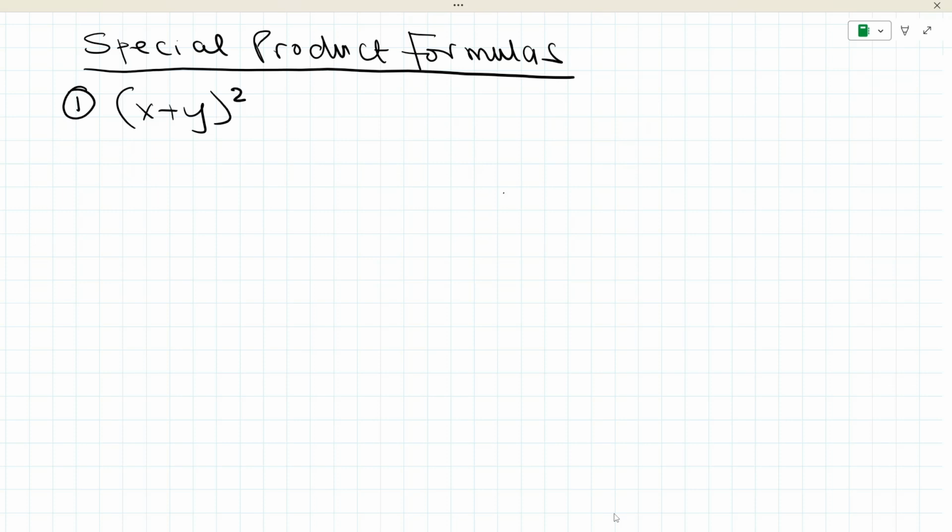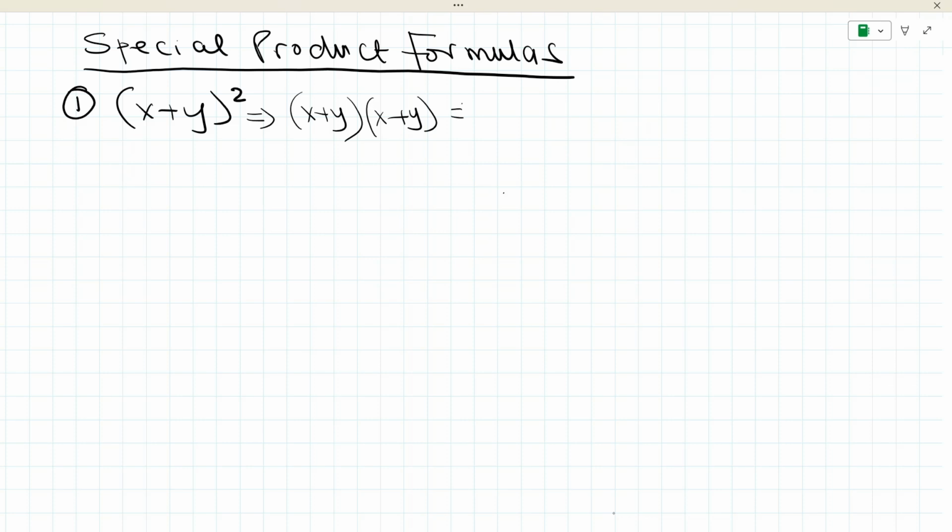My name is Professor Robert, and in today's lesson we will learn about special product formulas. There are three of them, and we'll start with the first one, x plus y squared. This is the same as saying x plus y multiplied by x plus y.